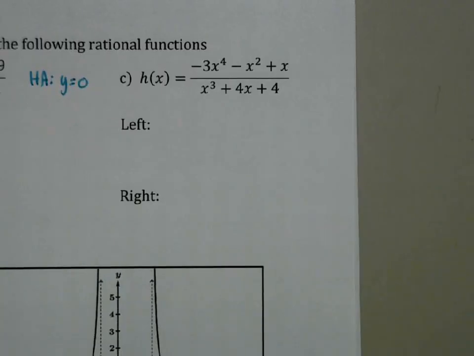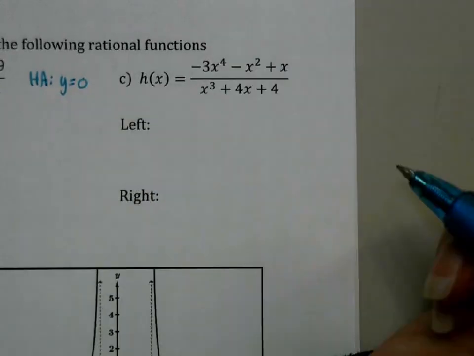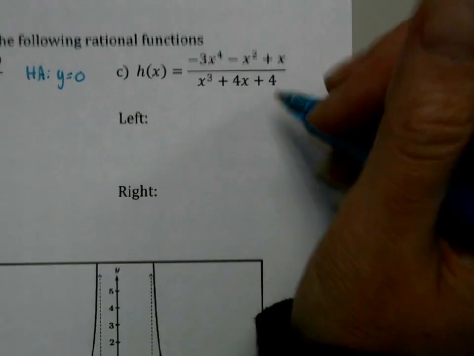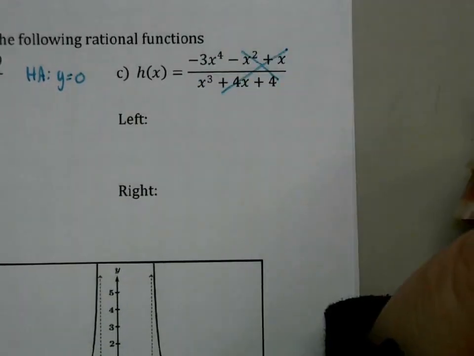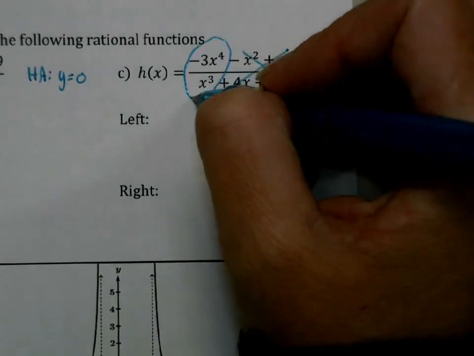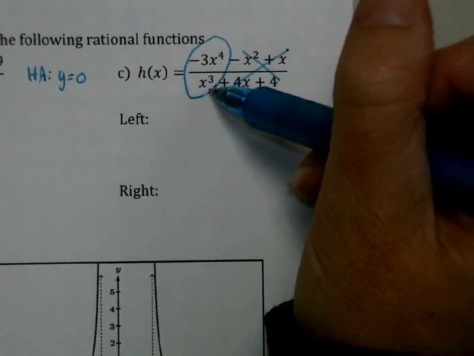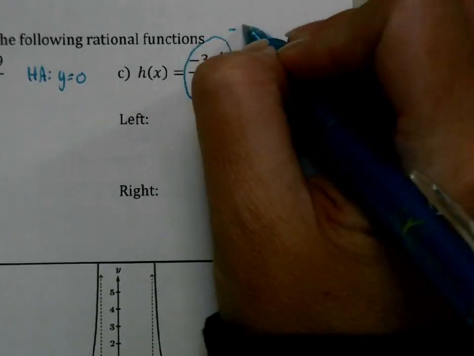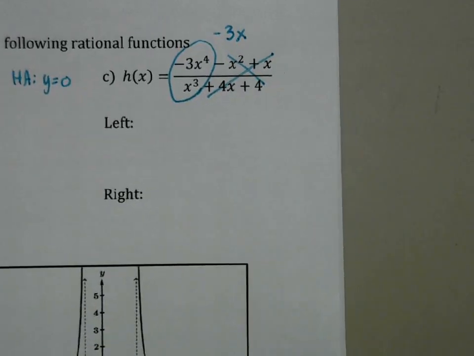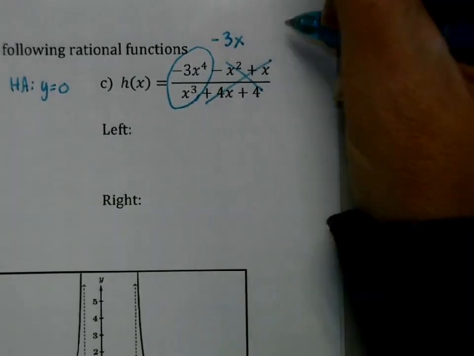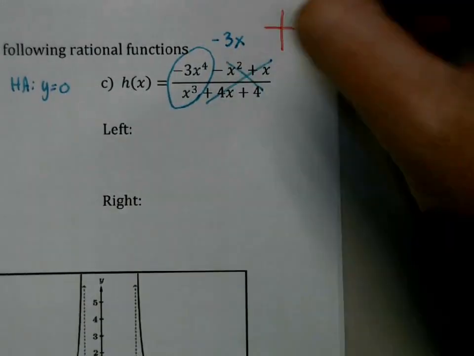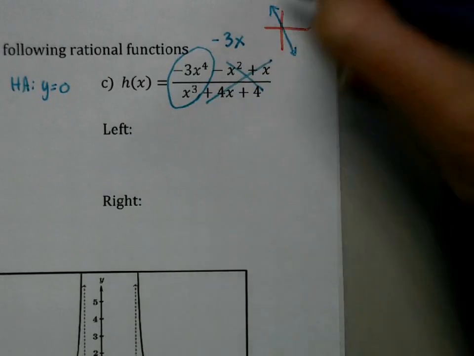In this last one, the degree is bigger on the top, so there is no horizontal asymptote, but we can still describe the end behavior. So first, everything that's not the biggest power, just kind of ignore it. So we're looking at what's left. We've got negative 3x to the 4th over x cubed. Well, if I simplified that, I'd get negative 3x, and the graph is going to behave like negative 3x at the ends. Well, negative 3x, if I were to graph it, is just a line with the slope of negative 3 going through the origin.